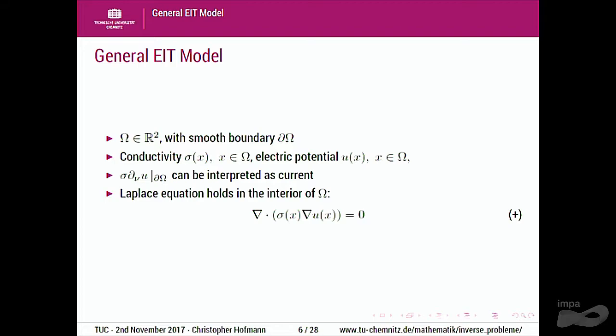So let me reintroduce the general EIT model. We have some sort of Omega in R2 with smooth boundary, a conductivity function sigma of x within Omega, as well as the electric potential U. And then the outer normal derivative over the boundary can be interpreted as current. And we further know that the Laplace equation holds within the interior of this Omega.